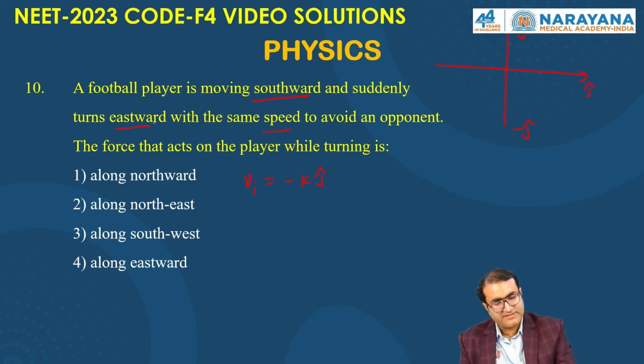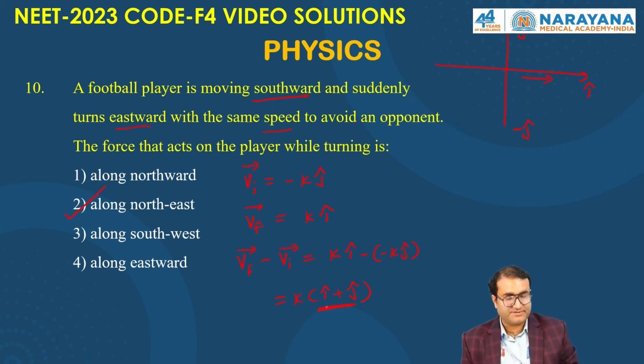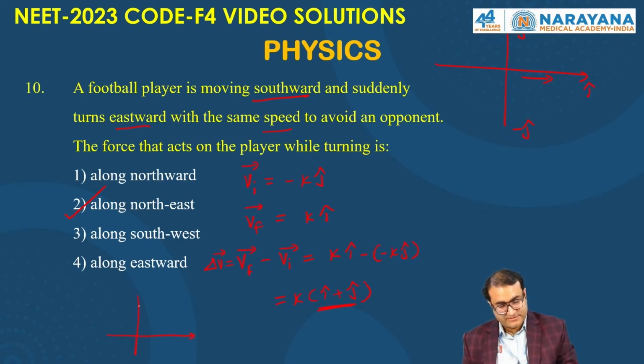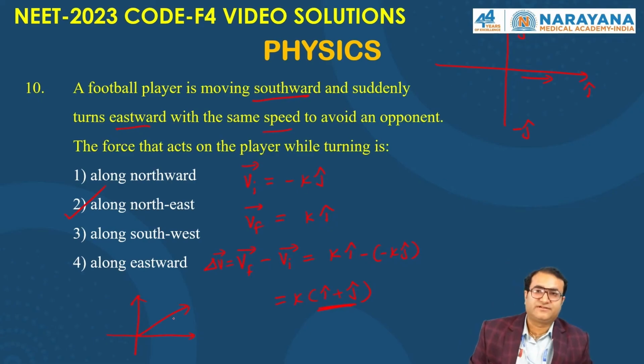Same speed, it is turning towards east. So final velocity is k times i cap. Force is basically mass into acceleration, so the direction of change in velocity will give you the direction of force. Change in velocity is final velocity minus initial velocity, which is k i cap minus k j cap, so it is k times (i cap plus j cap). This is along northeast, because i cap plus j cap is the direction of change in velocity, which is the direction of force. If you mark it on the Cartesian plane, it will be like this. So this is the northeast direction. Second option is correct here.